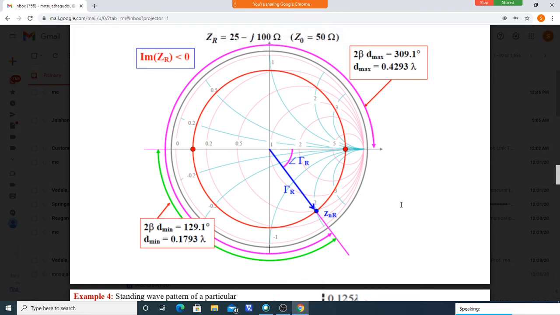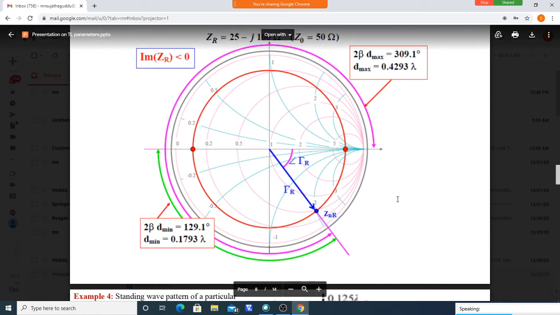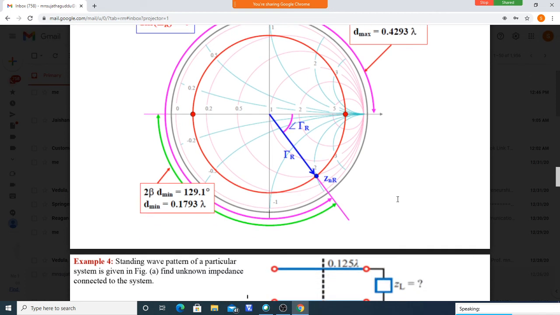Okay, so this is what we studied in the previous and today's class. We learned how to mark the load, how to draw the VSWR circle, how to find the reflection coefficient, how to find the VSWR value, and the D maxima, D minima, R maxima and R minima values. All this you can do from the Smith chart. All of you must practice these things. So this is about today's class.